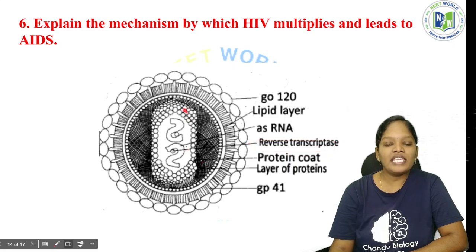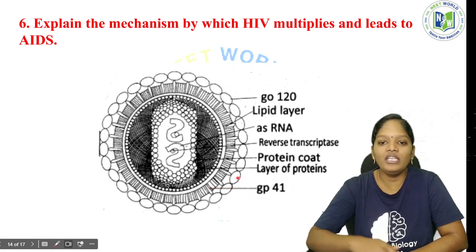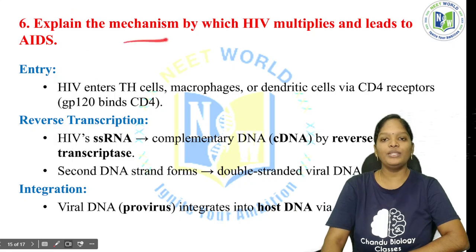Okay, and the genetic material which is covered by a protein coat. Okay, and there is a layer of proteins, and here this is called GP41. This GP41 we are calling a glycoprotein 41. Now, how does the HIV enter into the human body?